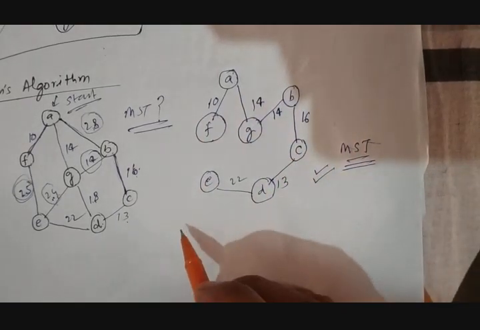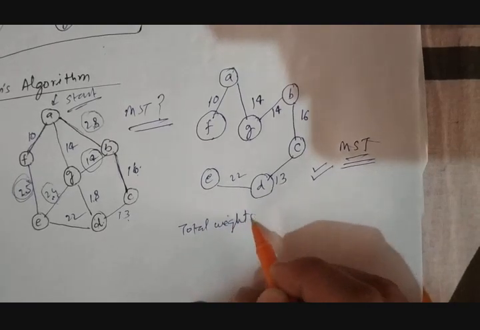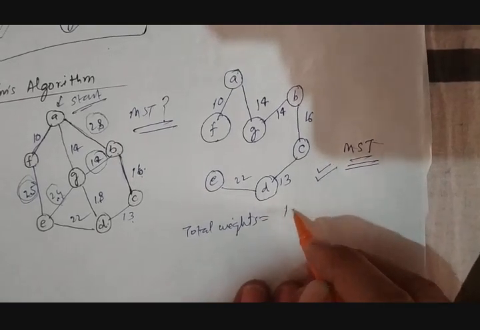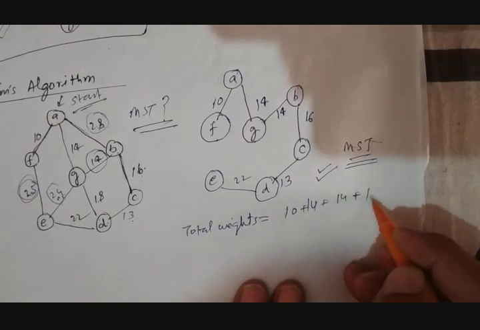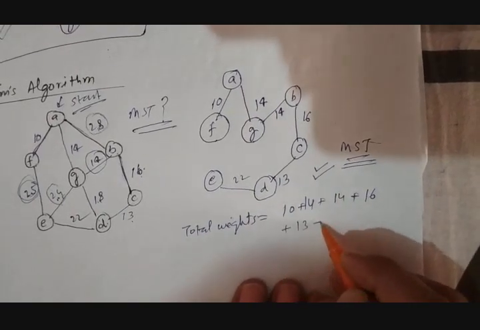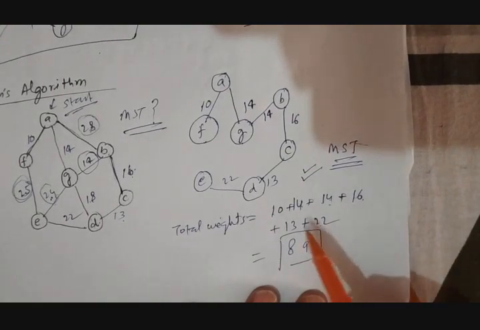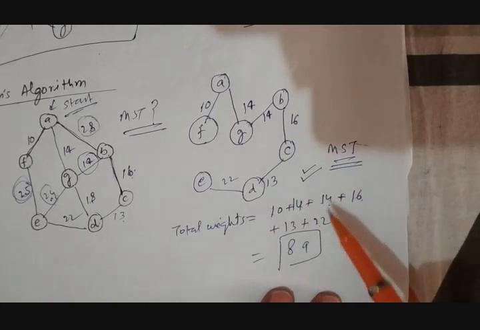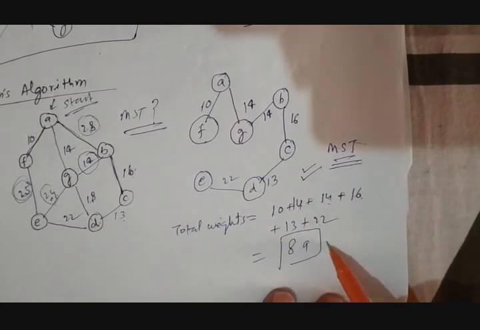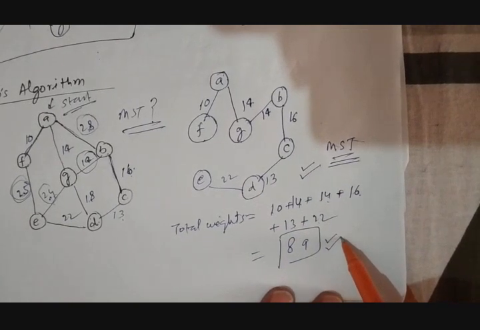Now we have to find out the total weights. Total weights of minimum spanning tree. So what does it come to? 10 plus 14 plus 14 plus 16 plus 13 plus 22. So if we sum up the weights of the edges of this minimum spanning tree, the total weight comes to 89. So this is our answer.